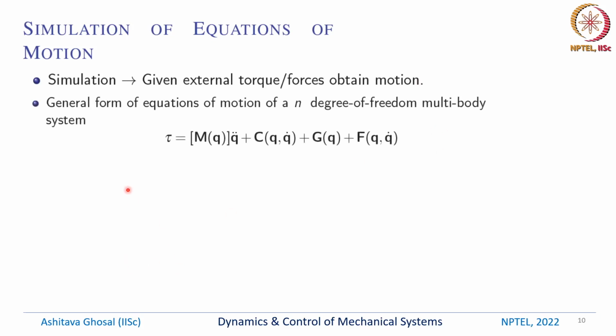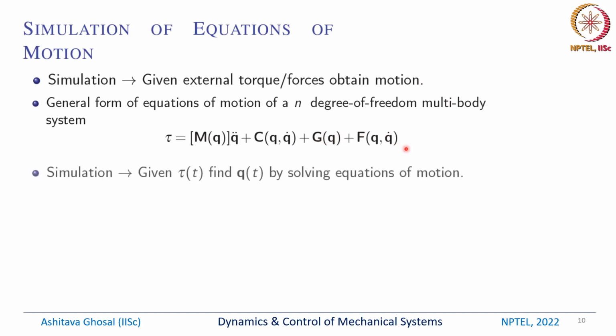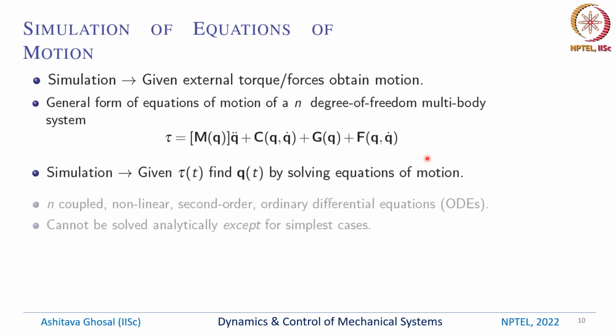So how do we do this? We go back again to the general equation of motion of our n degree of freedom multi-body system. So we have this equation of motion, which is torque equals mass times q double dot plus Coriolis centripetal term plus gravity term plus some friction term which we have added in an ad hoc manner. So in simulation, we are given the left hand side as a function of time. We are given tau as a function of time, and we have to find out q of t by solving these differential equations. So these are n coupled nonlinear second order ordinary differential equations.